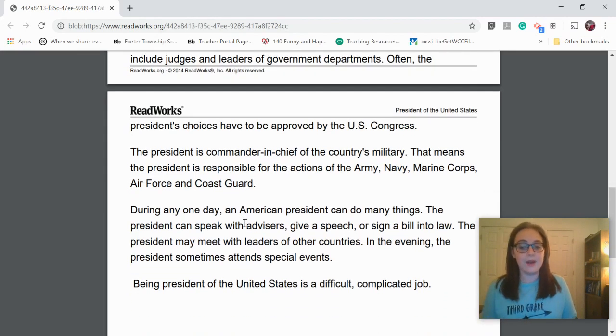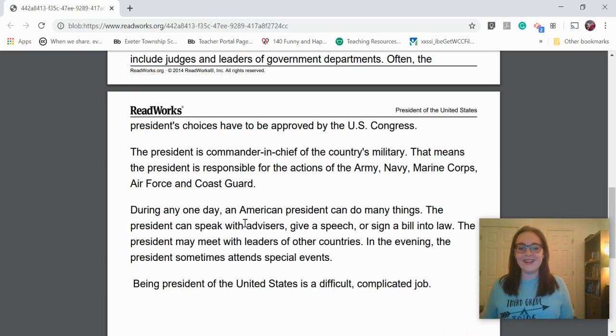During any one day, an American president can do many things. The president can speak with advisors, give a speech, or sign a bill into law. The president may meet with leaders of other countries. In the evening, the president sometimes attends special events. Being president of the United States is a difficult, complicated job.